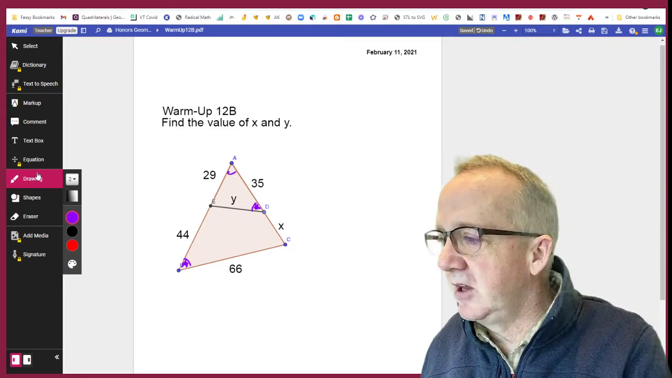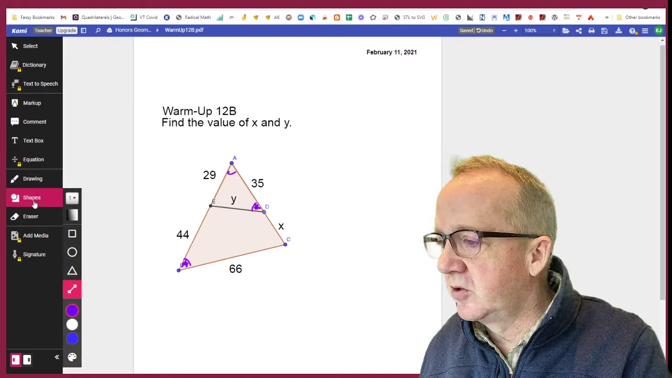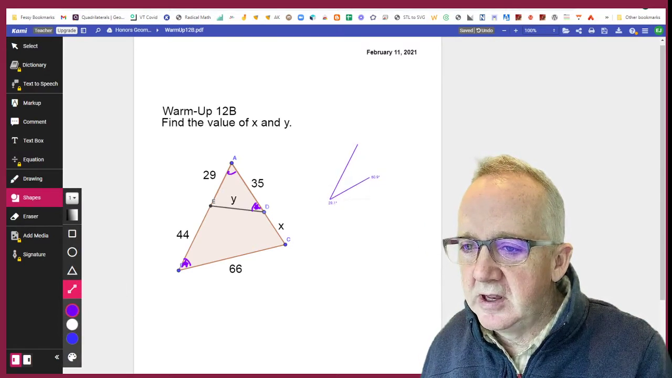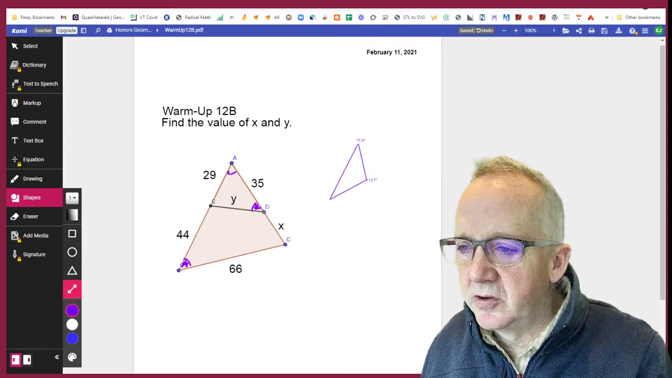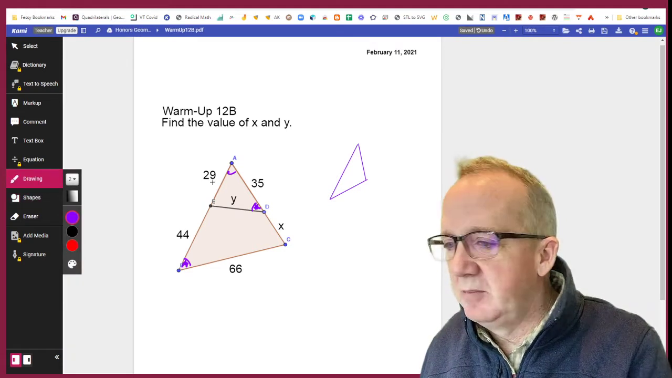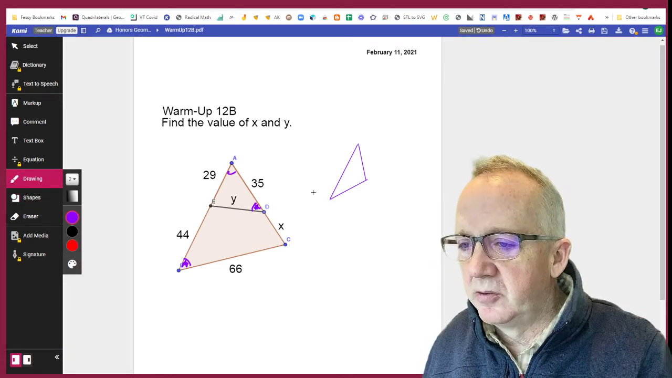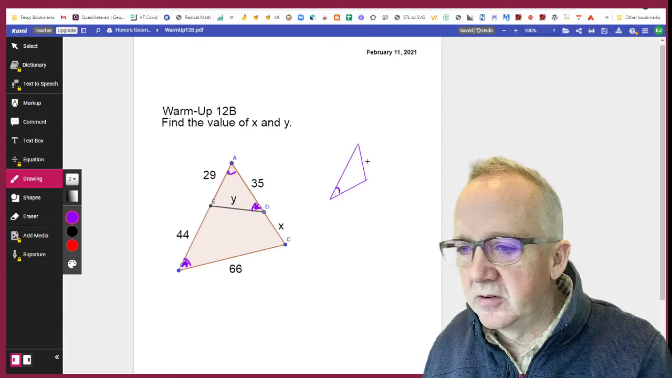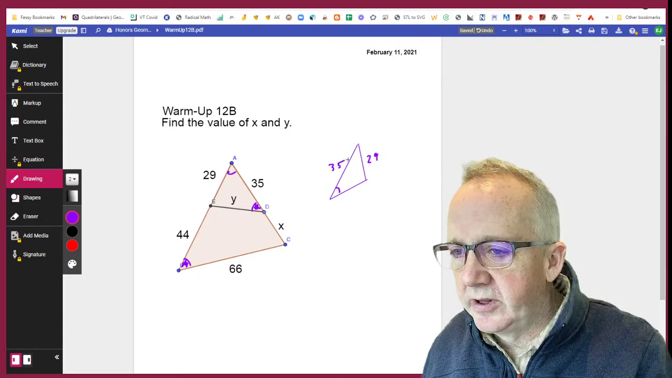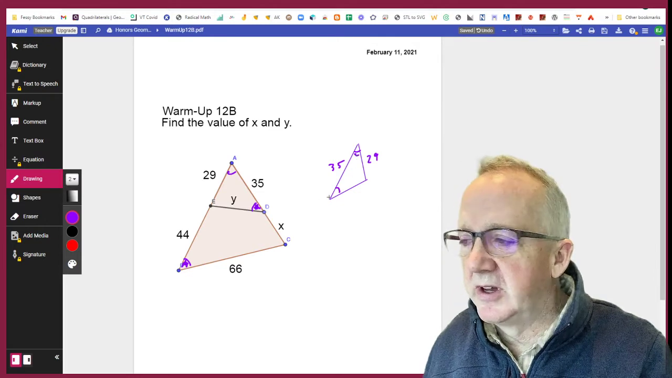So my recommendation to you guys is to redraw the top triangle so that the orientation is the same as the big triangle. So I'm flipping it, okay? And that means this angle now is not on the right, it's come over to the left, and the 29 is now on the right, and the 35 is on the left, and this is the reflexive angle.